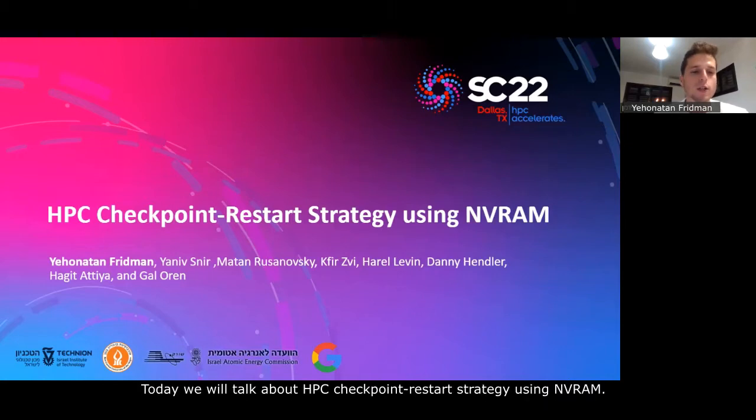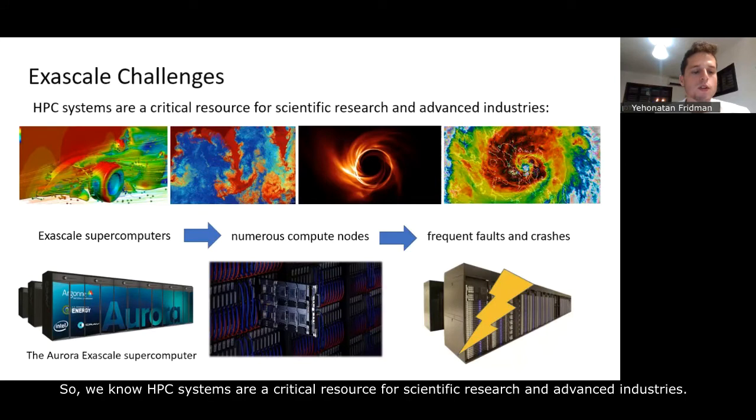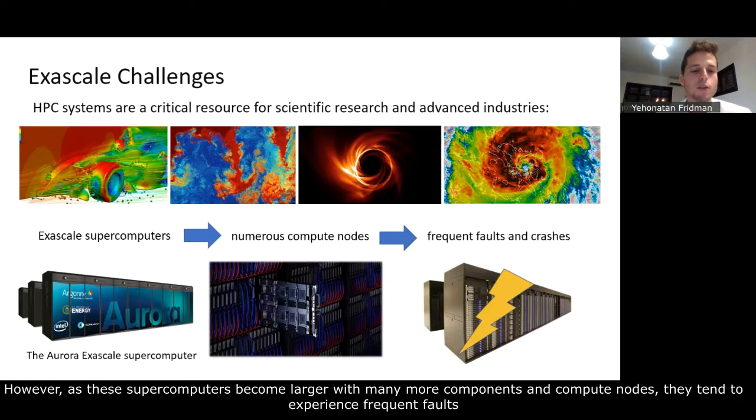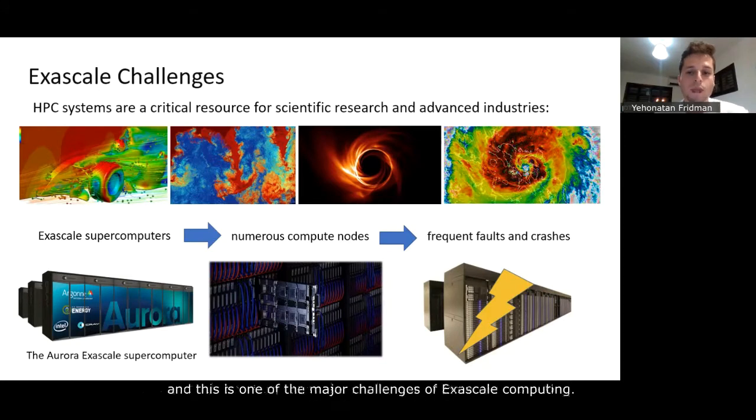Today we will talk about HPC checkpoint restart strategy using NVRAM. So we know that HPC systems are a critical resource for scientific research and advanced industries. Therefore, we see more giant supercomputers built, and today we meet the exascale era in which supercomputers provide more than 1 trillion floating point operations per second. However, as these supercomputers become larger with many more components and compute nodes, they tend to experience frequent faults. And this is one of the major challenges of exascale computing.